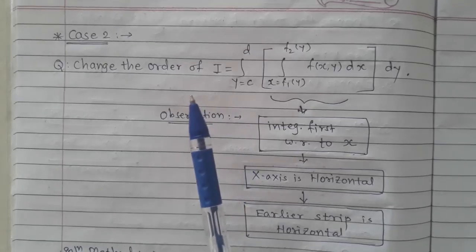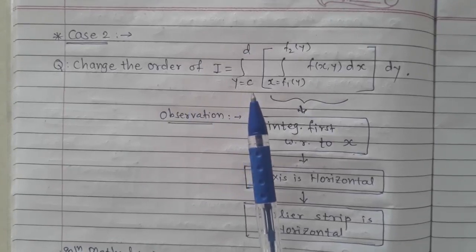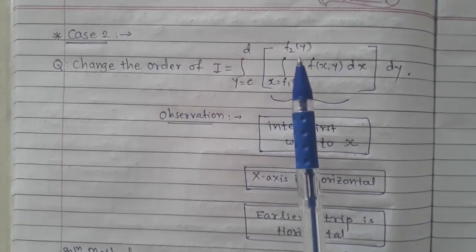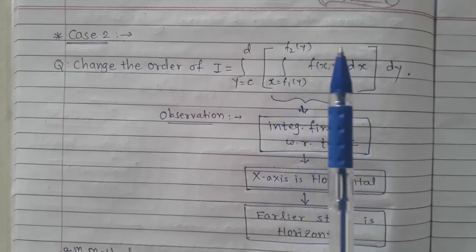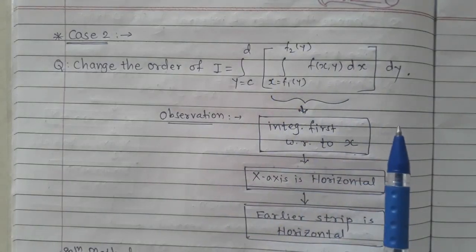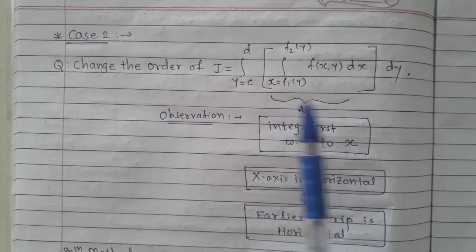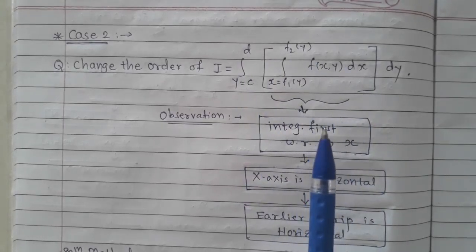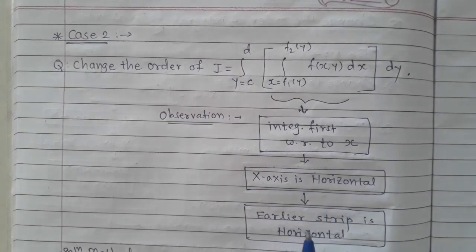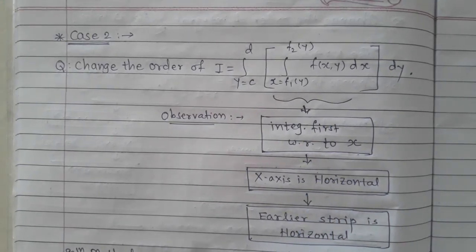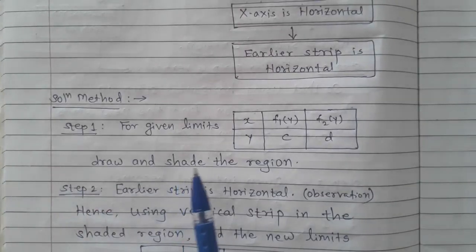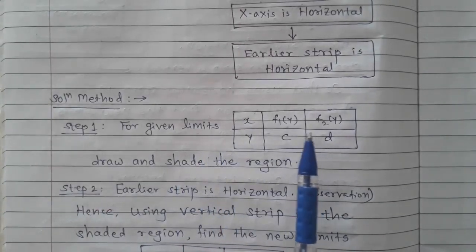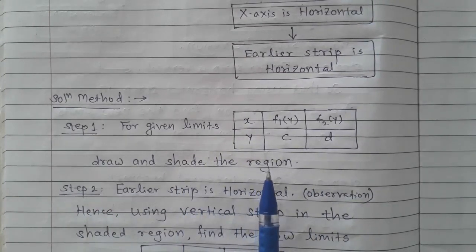Second case, change the order of I equal to integration from y equal to c to d, x equal to f1(y) to f2(y), f of xy dx dy. Here integration is first with respect to x, and x is a horizontal axis. Therefore, in the given limits, the limits are found out by using the horizontal strip from left to right. So that strip now we have to change for new limits. First of all, we'll find out the shaded region.